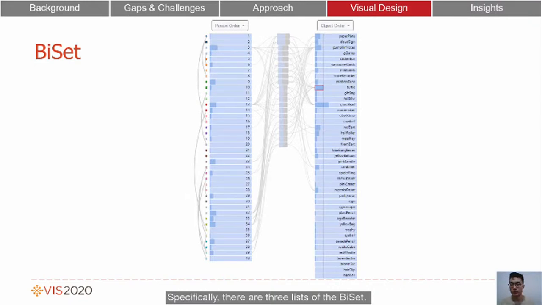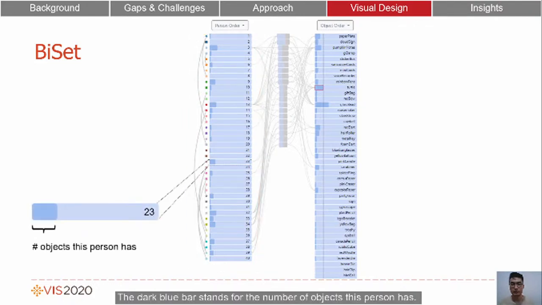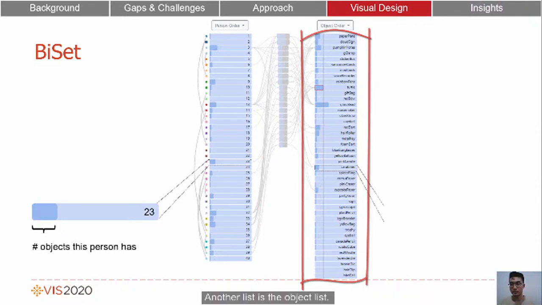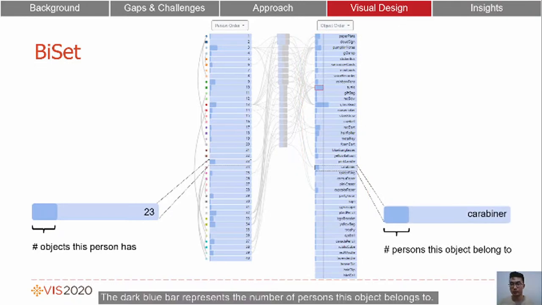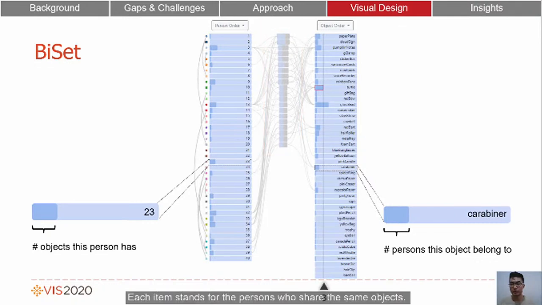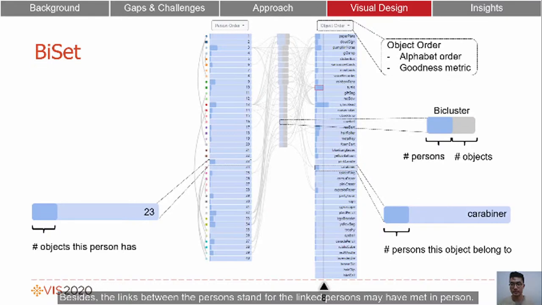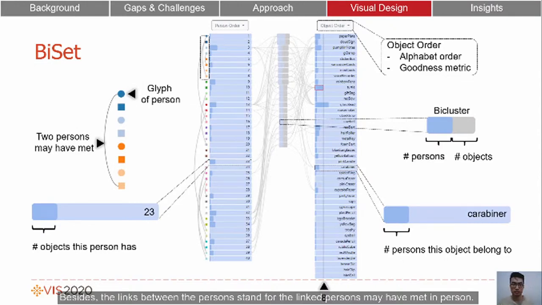Specifically, there are three lists in the BiSet. One list is the person list. The dark blue bar stands for the number of objects this person has. Another list is the object list. The dark blue bars represent the number of persons this object belongs to, while the center list is the bicluster list. Each item stands for the persons who share the same objects. We can order the object list either based on alphabetical order or the goodness metric. Besides, the links between the persons indicate that the linked persons may have met in person.